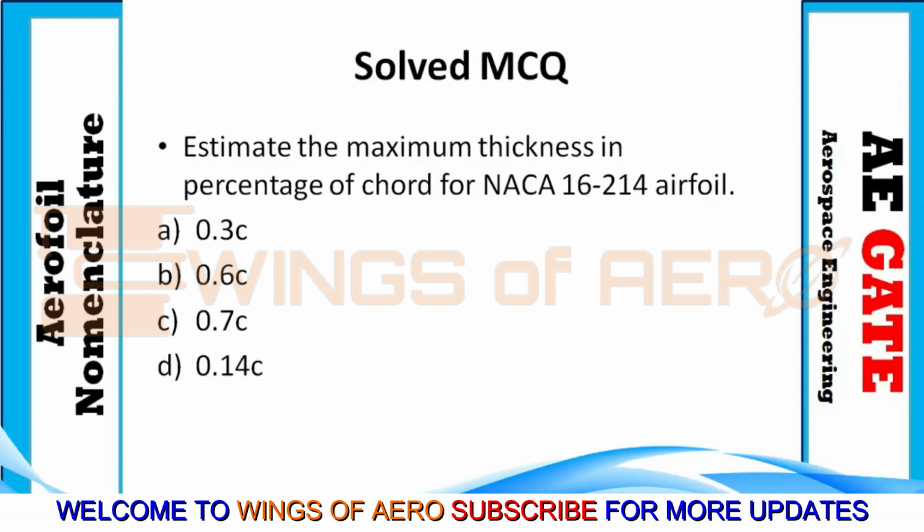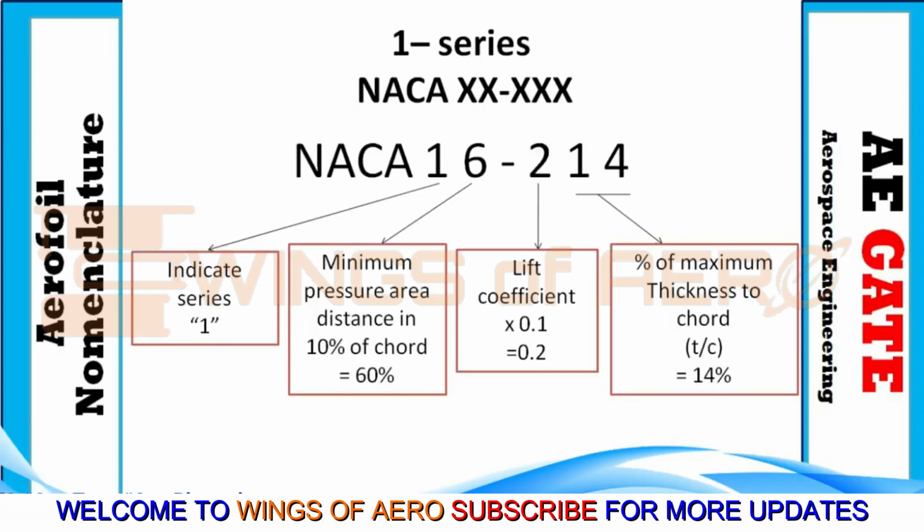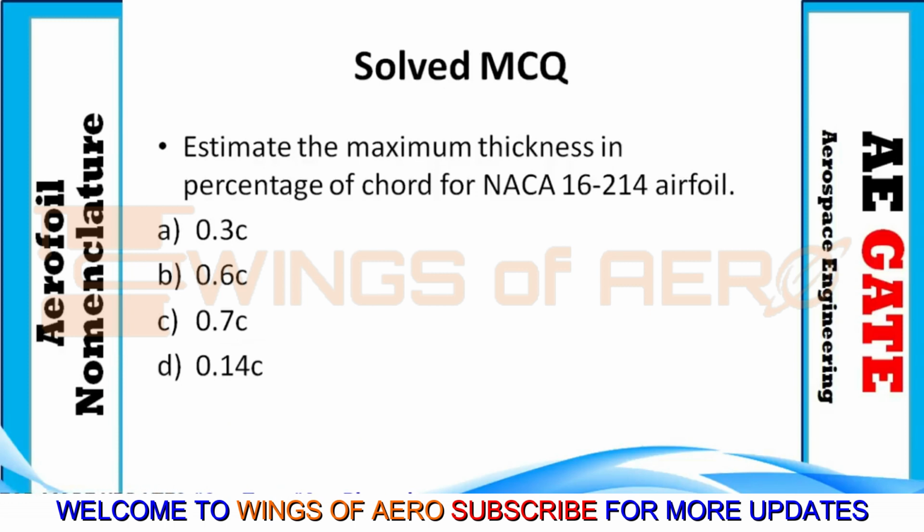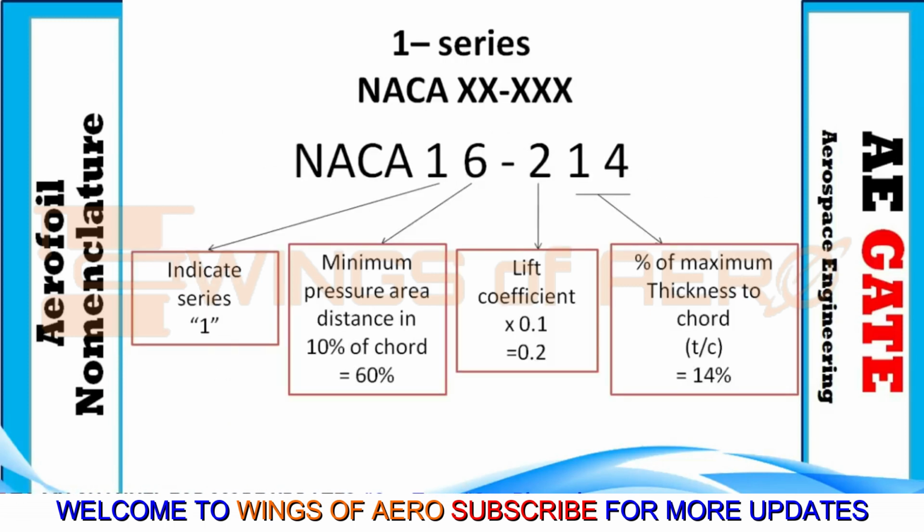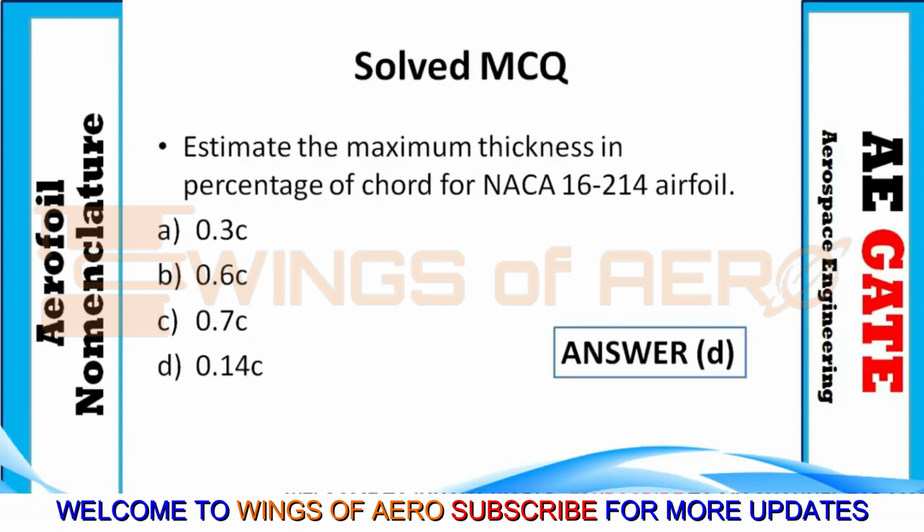Estimate the maximum thickness in percentage of chord for NACA 16-214 airfoil. See here in this question we have 1 at the first and the hyphen, so it comes in the 1 series. So we can see what they asked is to find the maximum thickness. So we know the last 2 digits represent the maximum thickness to chord ratio. So our answer is 14%. Our right answer comes as option D.